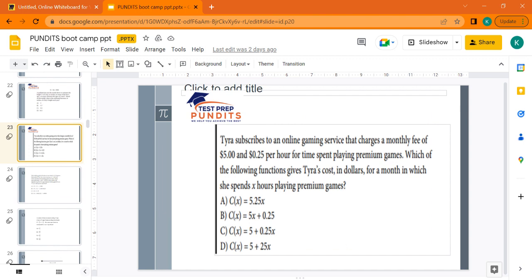A monthly fee of $5. This is a fixed cost. And I said last time that a fixed cost is going to be your y-intercept. So the y-intercept is going to be 5, and 0.25 dollars per hour is a rate, which is an increase or decrease in cost, which is going to be your slope.